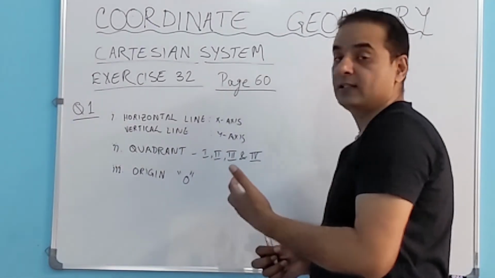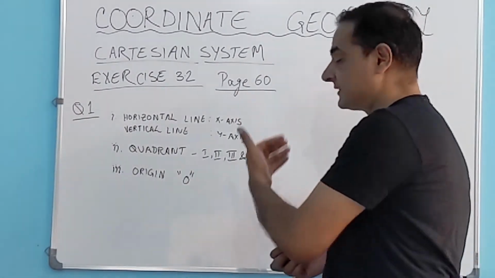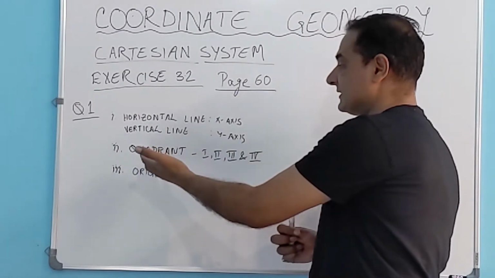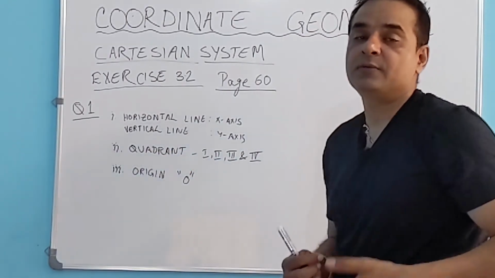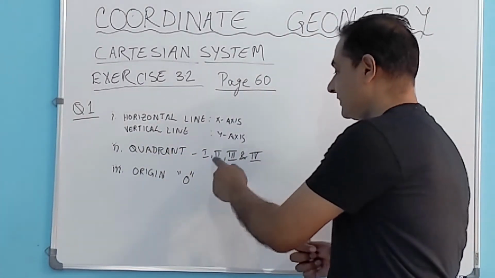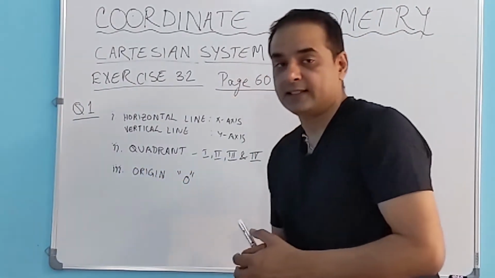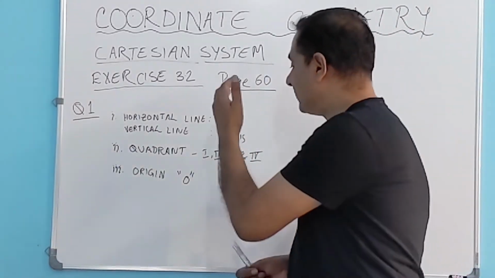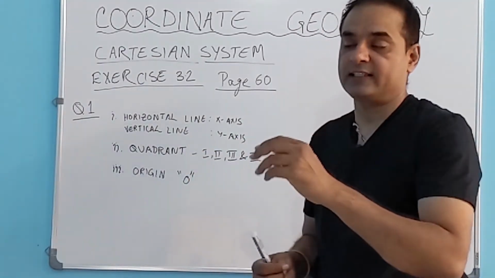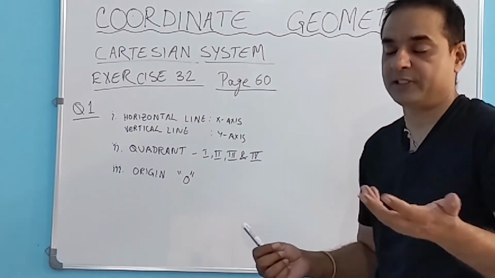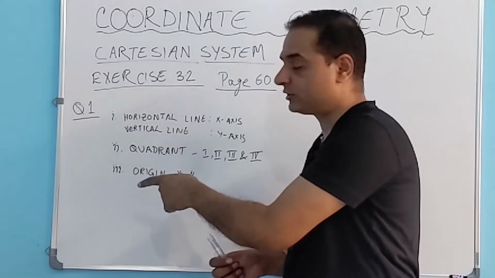Second question is, what is the name of each part which is formed by these two lines, x-axis and y-axis? The answer is, the name of each part formed by these x-axis and y-axis is quadrant. Basically there are 4 quadrants, first, second, third and fourth. Now the third part of the question is, what is the name of the point where these two lines intersect? x-axis and y-axis intersect at 0, they intersect each other perpendicularly, and that point is known as origin and it is denoted as letter O.